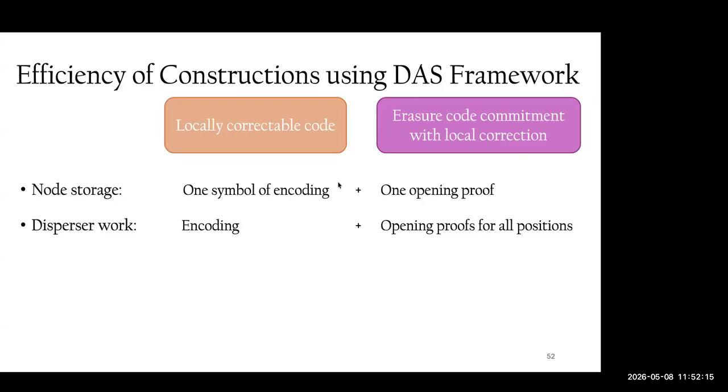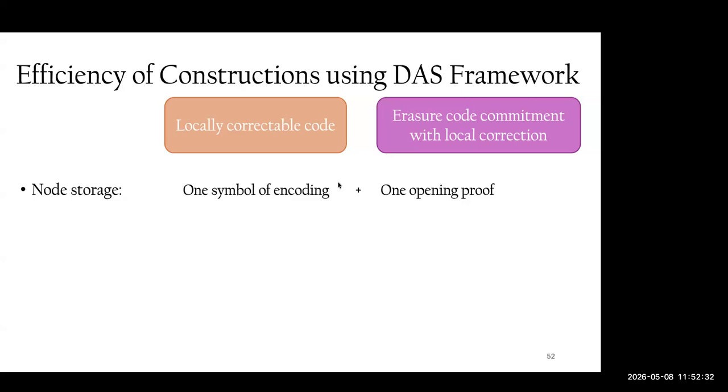Okay, before I do that, this is also an important slide. I just want to briefly mention that we have now seen this framework: it has a locally correctable code plus a commitment scheme. But the key question is what type of code and what type of commitment I should be using to get an efficient DAS scheme?